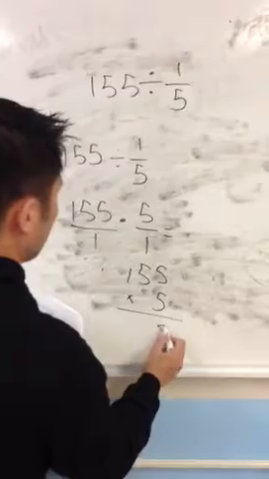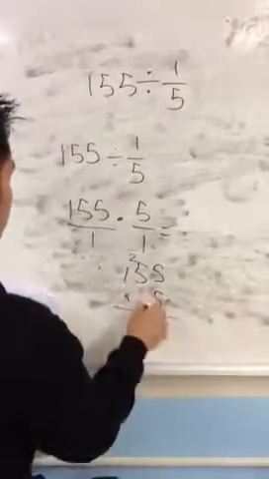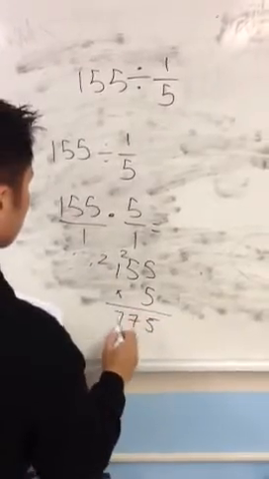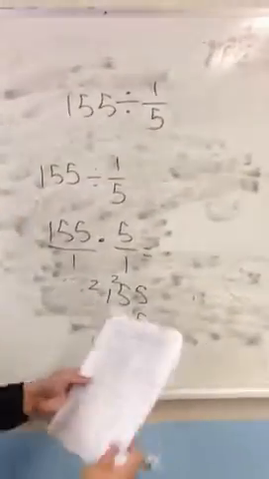5 times 5 is 25. 5 times 5 plus 2 is 27. 5 times 1 plus 2 is 7. So the answer is 775.